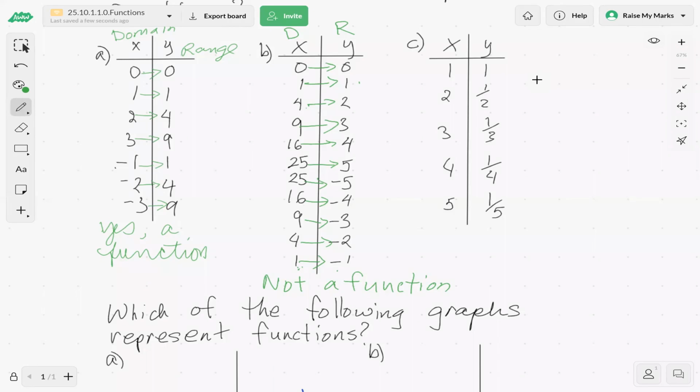All right, third one. Again, we have our domain, our X values, or the first column of our table, our range, or Y values, the second column in our table. And let's see where these X values are mapping to. So 1 maps to 1, 2 maps to 1/2, 3 maps to 1/3, 4 maps to 1/4, 5 maps over to 1/5. So each of the values in the domain on the first column maps to only one value, sorry, at most one value in the range. So yes, a function.